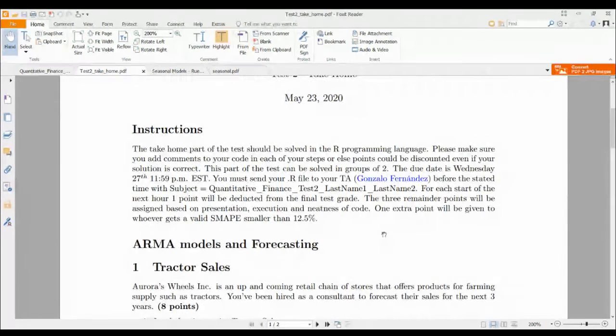So let's look at the data. I also did the best likelihood test in order to get the model with the highest likelihood, and I got a SMAPE of 12.5. So I said whoever gets a better SMAPE gets an extra point. And a lot of people actually did, because brute forcing is not the way to do things. You have to use logic behind it, right?